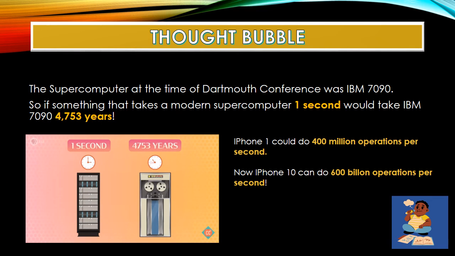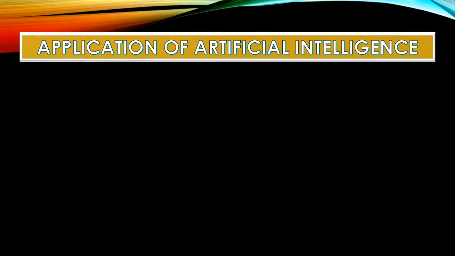The supercomputer at the time of the Dartmouth conference was the IBM 7090. So something that takes the modern supercomputer 1 second would have taken the IBM 7090 4753 years. iPhone 1 could do 400 million operations per second. Now iPhone 10 can do 600 billion operations per second. Thanks, Thought Bubble. Application of artificial intelligence.